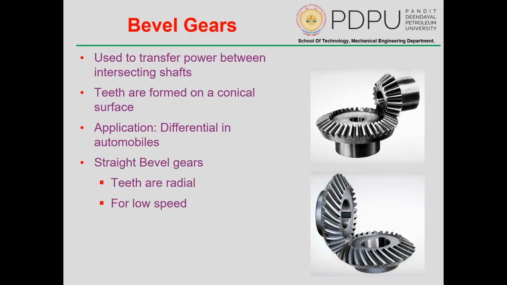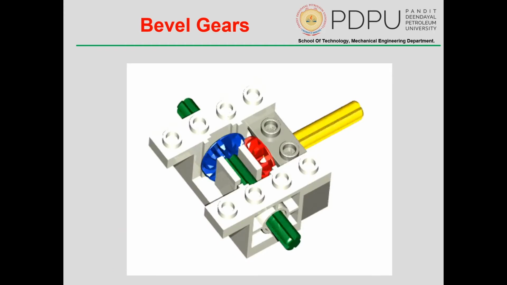So here we can have two different types, and those types are shown in the images also. First, the teeth are radial, for low speed, or spiral bevel gear, where you can see that the teeth are spiral. The reason for radial and spiral is similar to spur and helical gear teeth: to have smooth operation and to transmit higher power. This is one example animation to show how the bevel gear works. If the red one is the driving one, then the power will be transmitted to the green one, which is on an intersecting shaft.